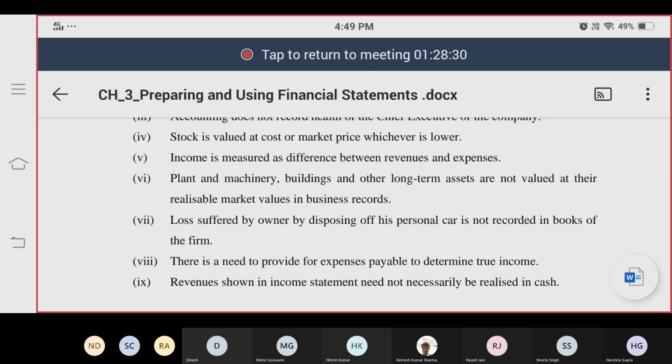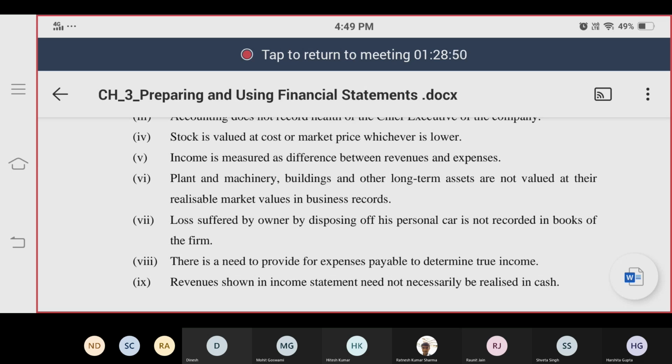Income is measured as difference between revenues and expenses. I think this can be the matching principle. Plant and machinery, buildings and other long-term assets are not valued at their realizable market values in business records. They are not shown at market values. This is the cost principle.